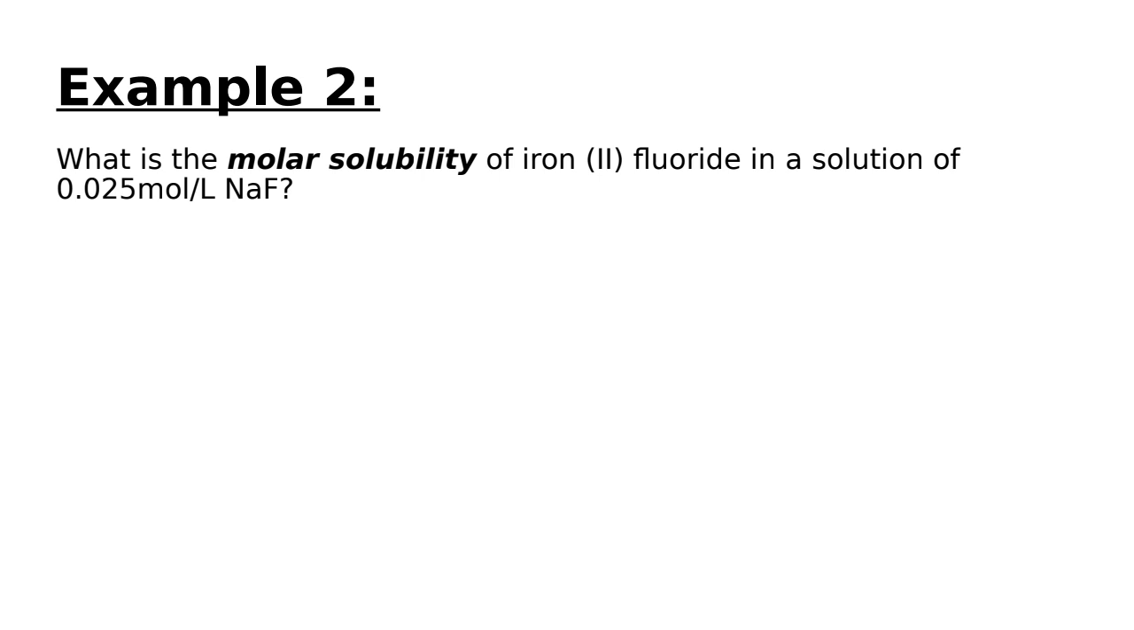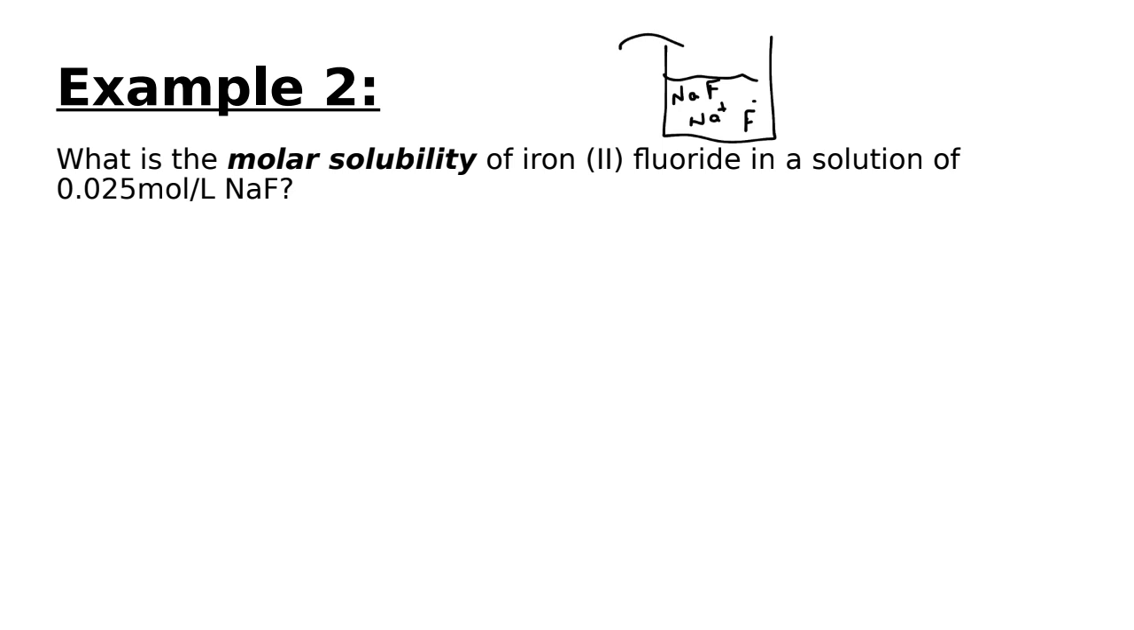So our second example will focus now on a common ion. What is the molar solubility of iron 2 fluoride? Again, the exact same substance, but now in a solution of 0.025 molar sodium fluoride. So this is now saying we have a beaker and we have some sodium fluoride in here, and we've got, as a result, some sodium ions floating around, some fluoride ions floating around. We assume that this is dissolving decently in there. It's not that that has low solubility.